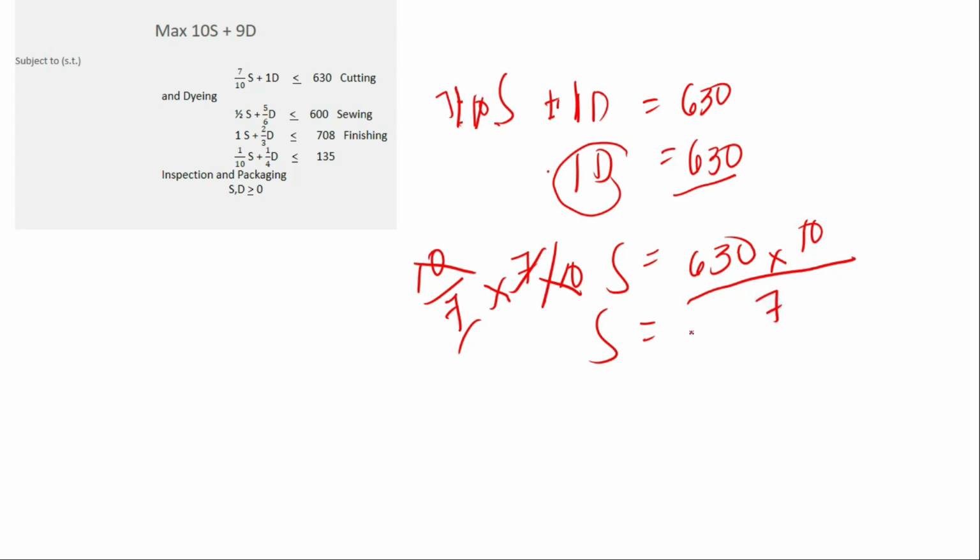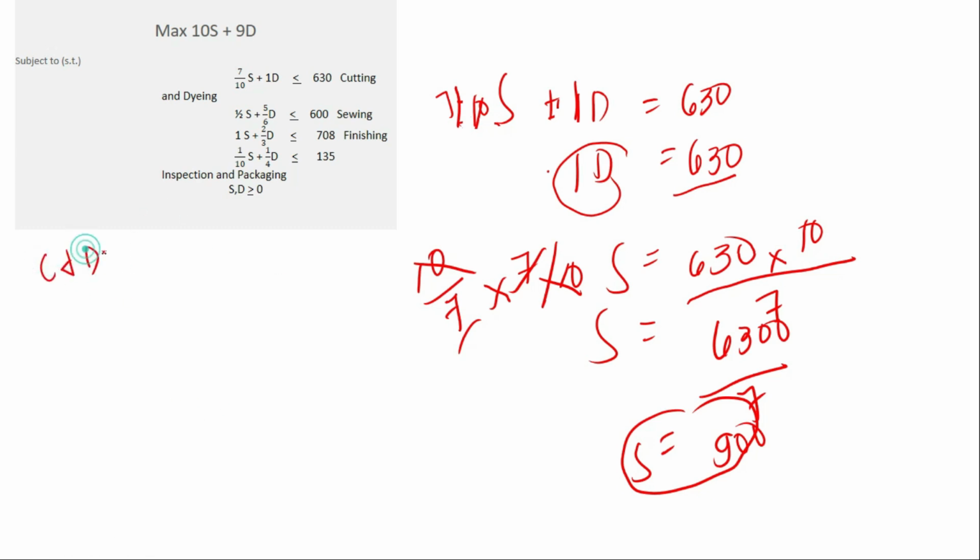630 times 10 is equal to 6,300, divided by 7. What is 6,300 divided by 7? It is equal to 900. So the S, class, is now equal to 900. So for the cutting and dyeing, for the deluxe we have 630, and for the standard we have 900. So let's try to graph the solution.